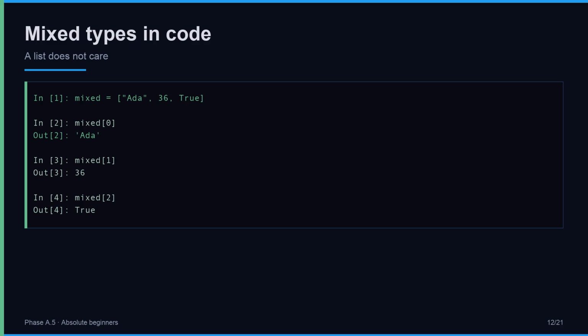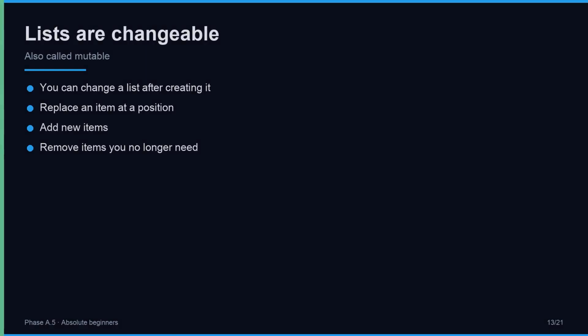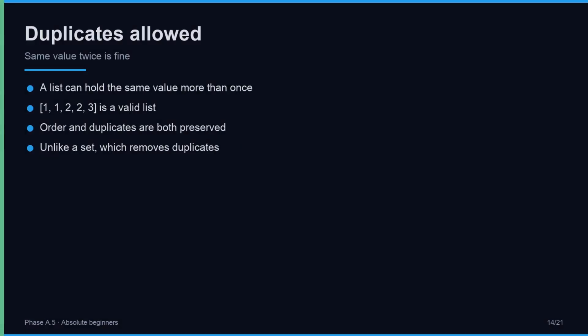Mix freely. Here is a key property of lists: they are changeable. In Python we say mutable. Once you have a list, you are not stuck with it. You can replace an item at a position, change apple to apricot. You can add new items at the end. You can remove items you no longer need. The list grows, shrinks, and changes as your program runs. This is different from a tuple, which is fixed. Mutability is one of the main reasons lists are the everyday collection in Python.